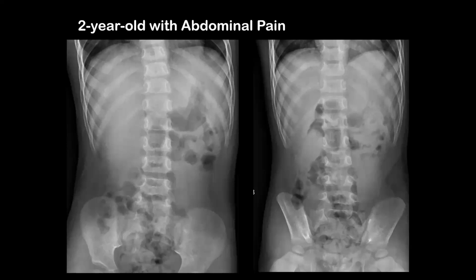All right, so we're moving on a little bit to a different pediatric emergency. So this is a 2-year-old with abdominal pain. And if we're looking at the bowel gas pattern, nothing is particularly dilated. It does seem like there's a little bit of paucity of bowel gas in this right upper quadrant.